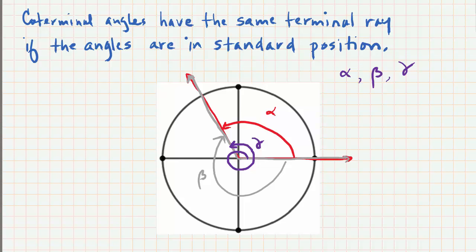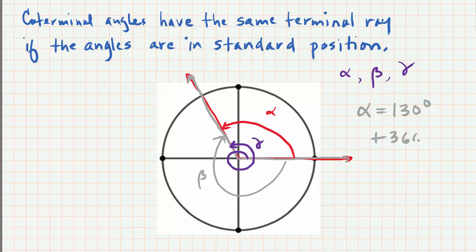Let's do a mathematical example. Let's suppose that we have an angle alpha. Let's suppose it's equal to 130 degrees. If we wanted to find coterminal angles to 130 degrees, we would add or subtract multiples of 360.